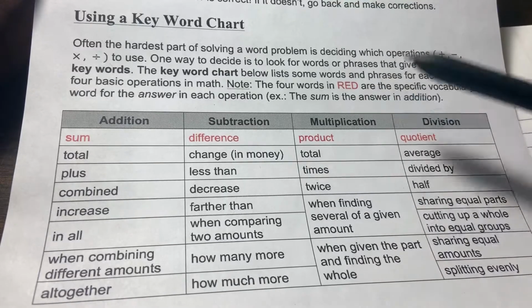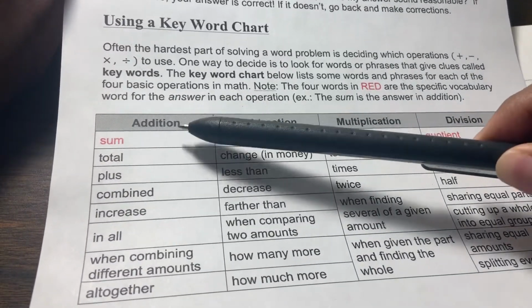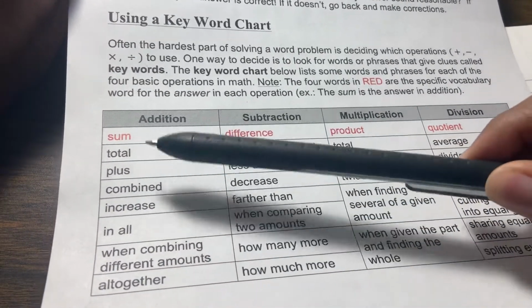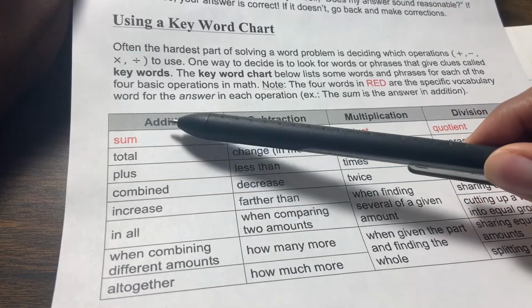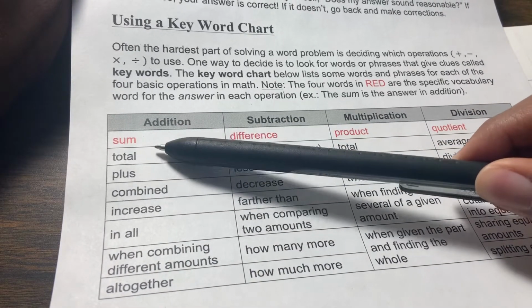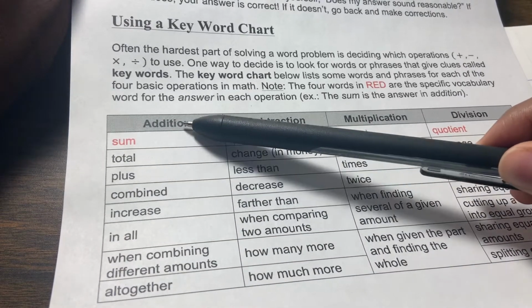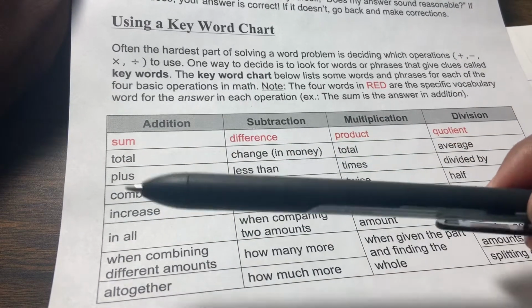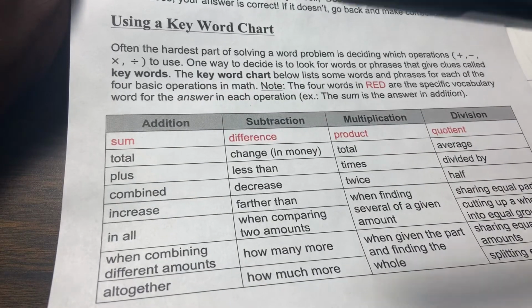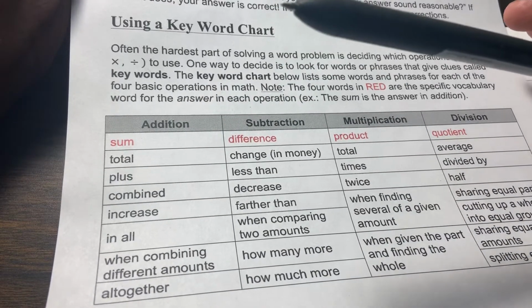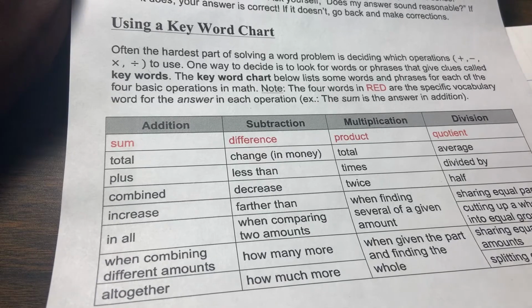But let's take a look at this keyword chart really quickly. So notice these keywords for addition. Okay, so again, sum is the word for the answer in addition, and the rest of these are clues, keywords that may mean addition, but again, you have to read the word problem very carefully to make sure that you have to add in this word problem.